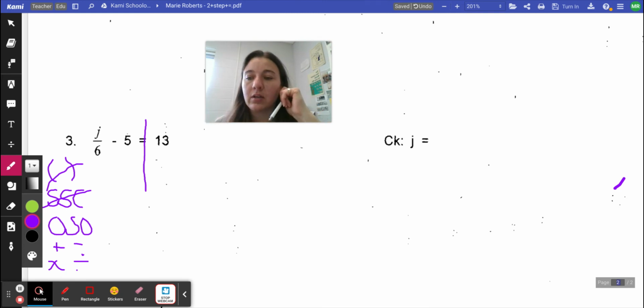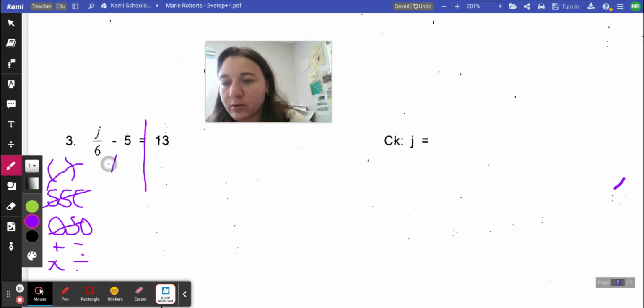use an opposite. So I'm kind of doing the OSO step, or you can look at it as getting rid of the plus or minus step. So my goal is to isolate the j. So I'm going to get rid of the plus or minus first. I have a minus next to the j, so I'm going to do plus 5.